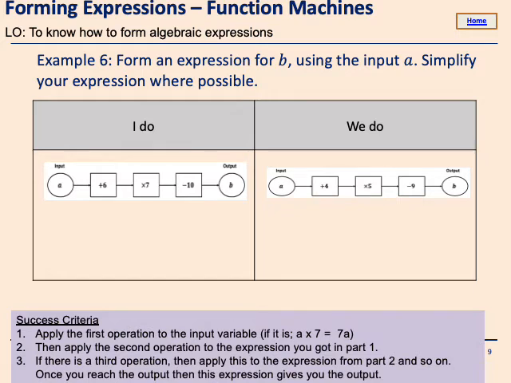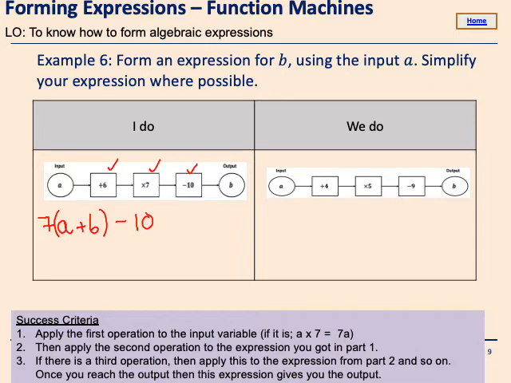Okay, so now we have our function machines that have 3 functions or 3 operations in them. But now it wants us to form an expression for B using the input A. Simplify your expression where possible. So we start off with our A. We're then adding 6 to it. It's then being times by 7. And then we are subtracting 10. So done them all in the correct order.